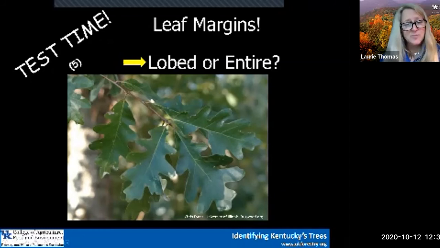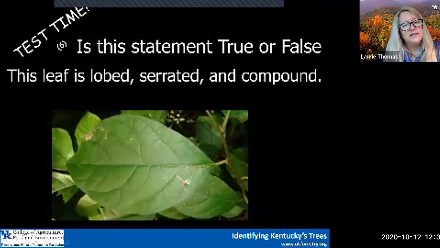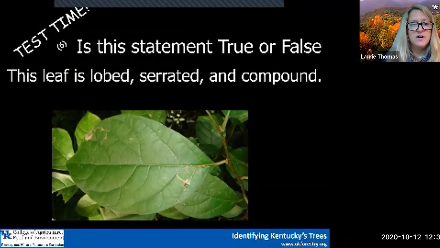Yes, it's clearly lobed. This was the example we looked at with our white oak. Nice, big round lobes with deep sinuses on those. Okay. Now, always got to have one of these in there. Is this statement true or false? This leaf is lobed, serrated, and compound. Do we see lobing? No. Do we see serrations? Is it compound? I see a bud, a stem, and one blade. So this statement is false. This leaf is none of those.